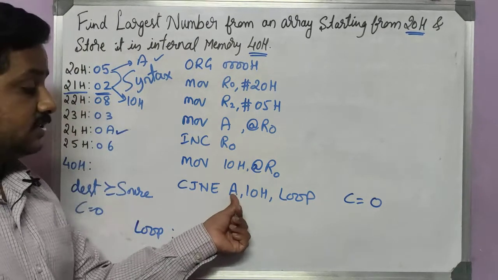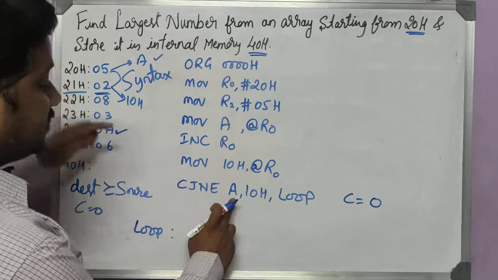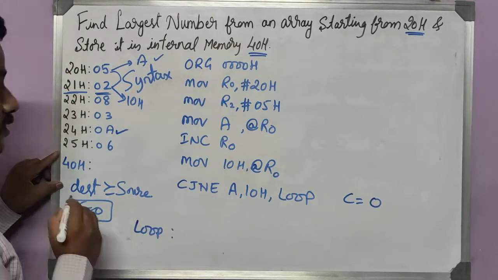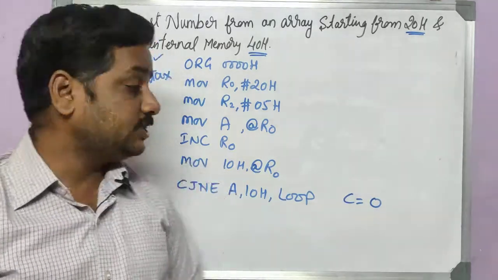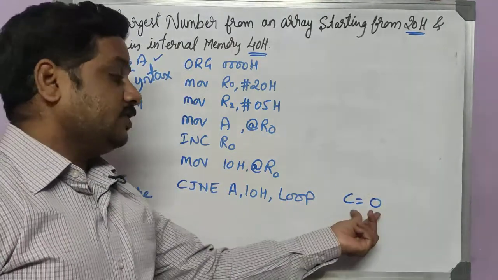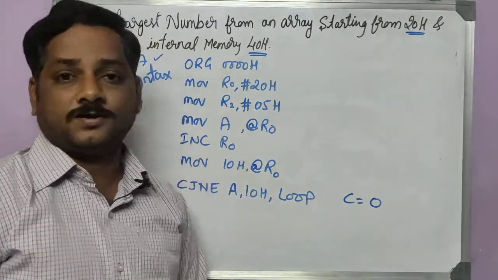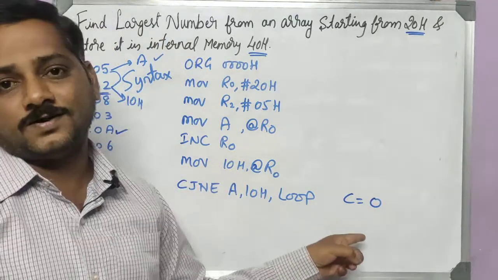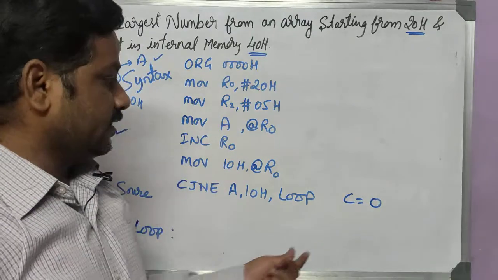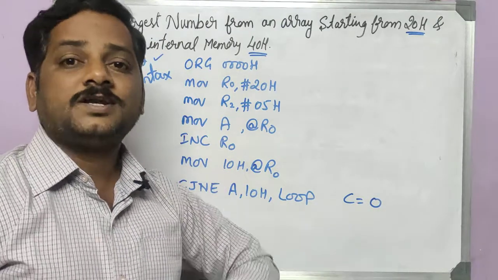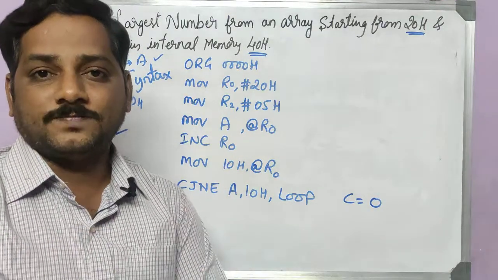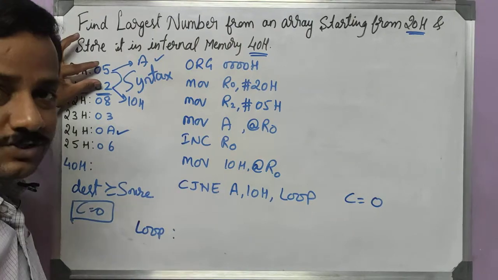Now destination is this, source is this. So destination is greater. 5 is greater than 2. So the carry flag will be 0. We need to read this. The system doesn't know, right? We need to make the system read this carry flag. So we need to check whether the carry is 0 or high. If carry is 0, then we can conclude that the content of the accumulator itself is the largest number in comparison of these two.